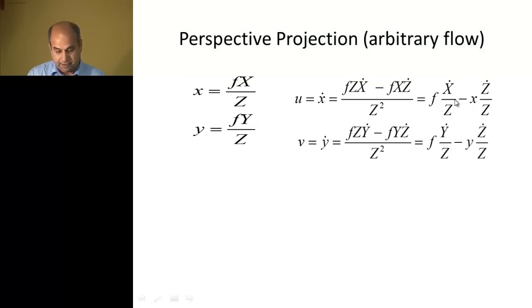Similarly, if you differentiate y here, again you have a numerator and denominator, so square the denominator, keep the denominator here, then differentiate the numerator, which will become y dot, minus keep this one the same and differentiate the denominator, which will become z dot. Simplify, and it becomes f y dot upon z, and then y upon z will be small y, and z dot upon z. So now we are getting into the perspective projection, and we are deriving the optical flow equations in the image plane.